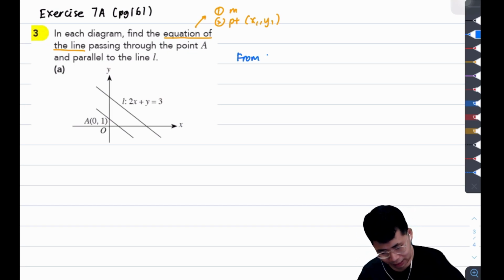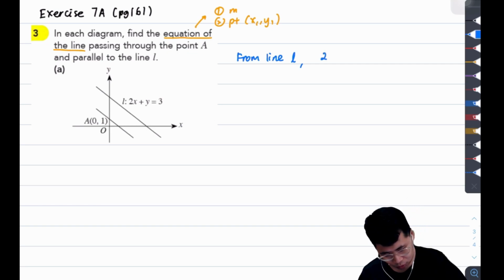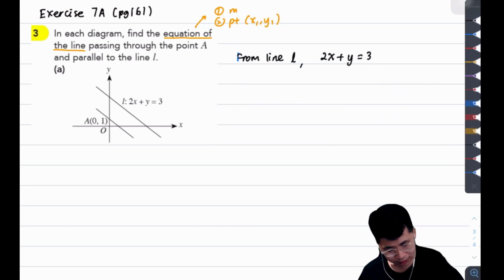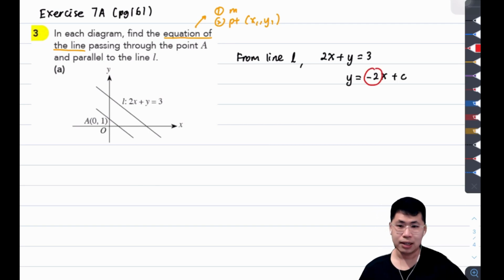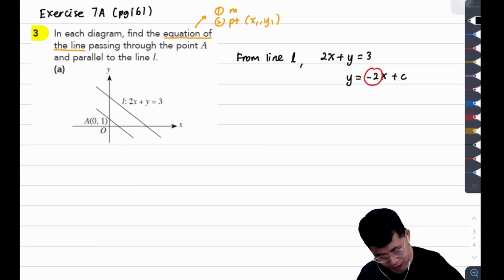So from line L, it's good to write down statements because usually this chapter the working is a bit long. So from line L, we have 2x plus y equals 3. Let me change this into the other form, y equals mx plus c form. So the negative 2 is our gradient. So the gradient is equal to negative 2.